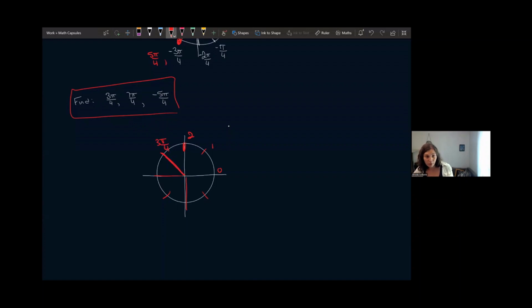Now I'll do 7 pi over 4. I just count some more. Starting back at the beginning, 0, 1, 2, 3, 4, 5, 6, 7. That means 7 pi over 4 is this angle here. Now, when it comes to a negative angle, I just go the other way. So starting at 0, count clockwise. This would be 1, 2, 3, 4, 5. Aha, so negative 5 pi over 4 is in the same spot as 3 pi over 4 right here.